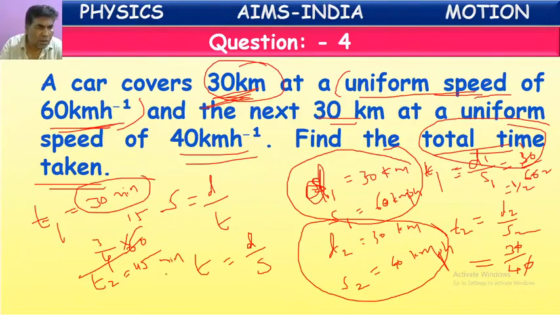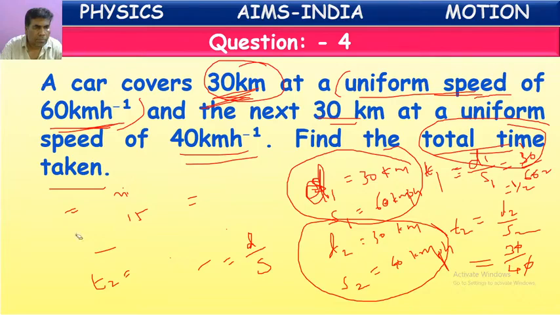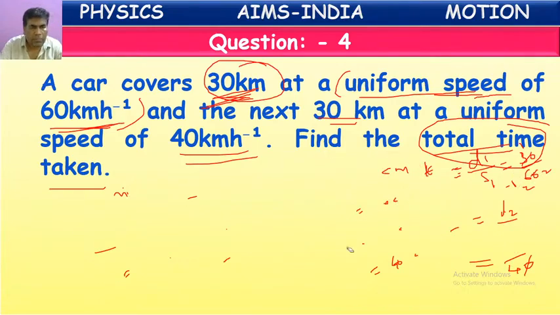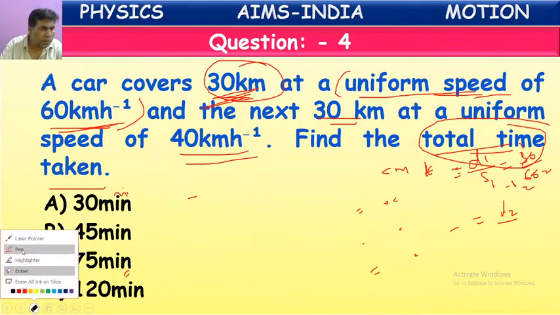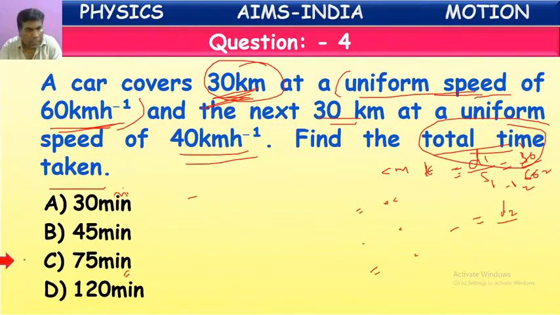Now what is the total time? 30 minutes plus 45 minutes is 75 minutes. Here the options are given. What is the correct answer? 75 minutes is the correct answer.